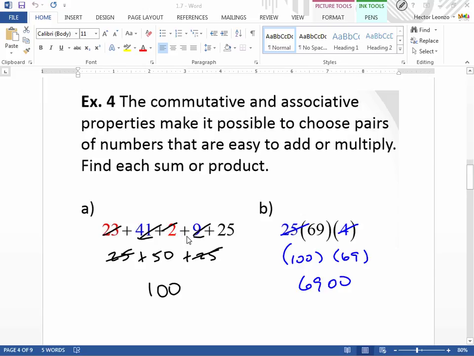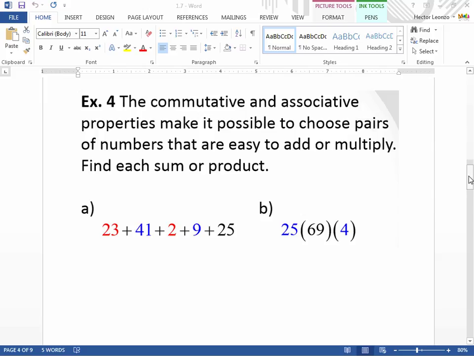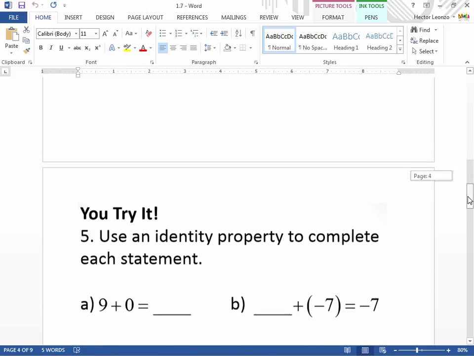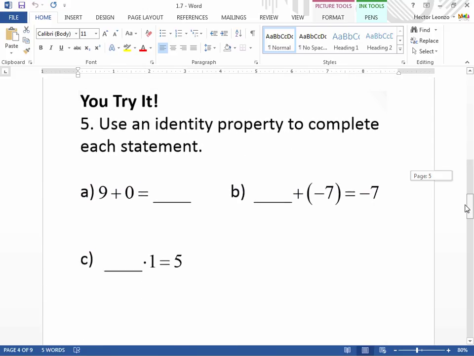One thing though: for commutative to work, if it's addition or subtraction, make sure they're all addition or subtraction. When it's multiplication, make sure they're all multiplication, not division. Make sure they're all multiplication, and then you can deal with commutative. So that's why they're important. It makes it easier to work with.